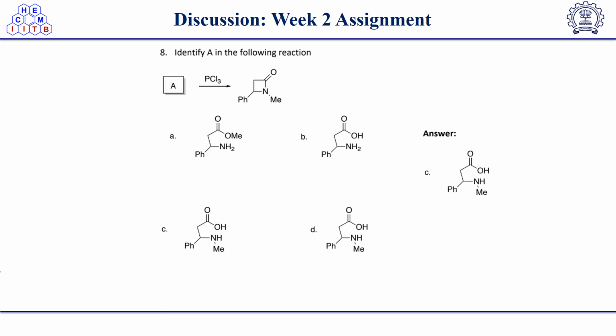Actually, this option C and option D are same. So here the first step is acylation, followed by nucleophilic attack on this nitrogen. For that, only one proton should be available. Otherwise, both of these can undergo reaction. Both these protons are reactive. So this mono-substituted nitrogen should be there. So we can say this is the correct answer for the formation of beta lactam using PCl3.